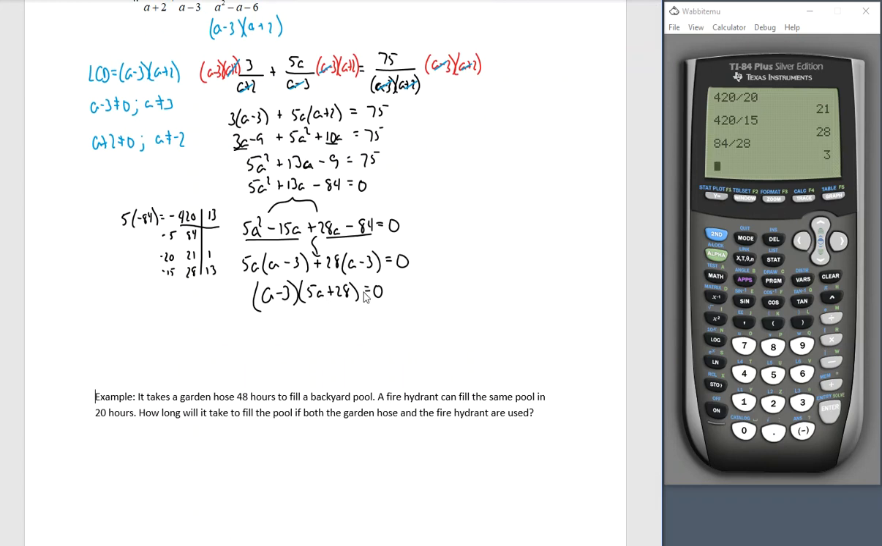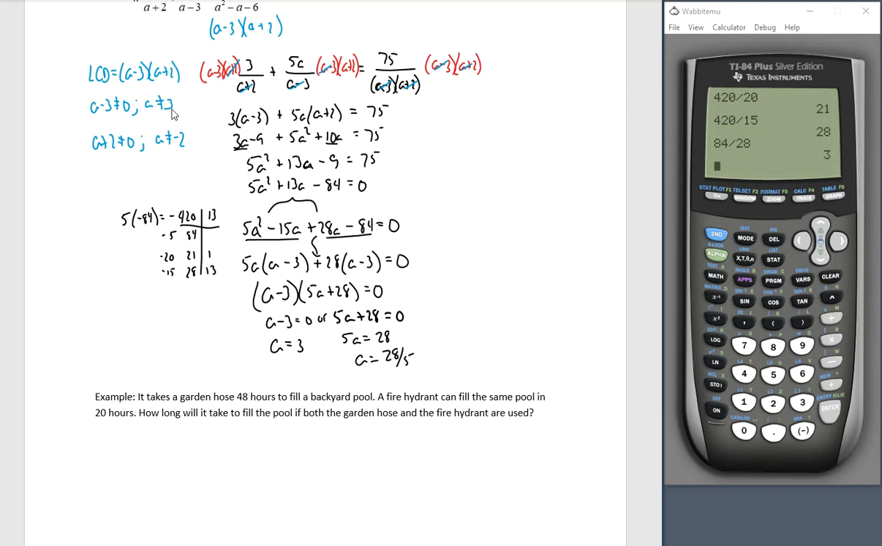Excuse me, let me rephrase that. If two things multiply to give us 0, then one of them must be 0. On the left, we get a equals 3. On the right, 5a equals 28. So a equals 28 fifths.